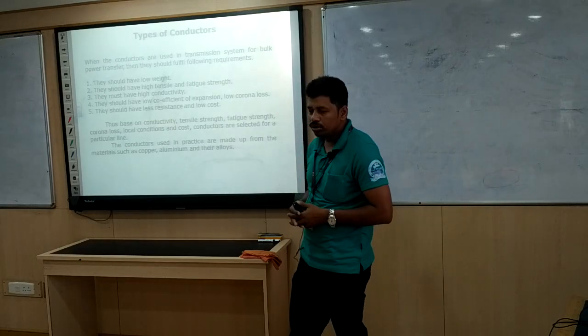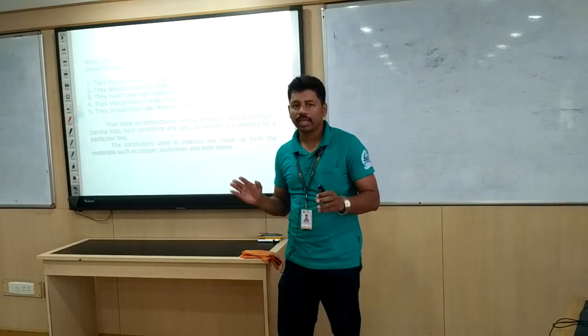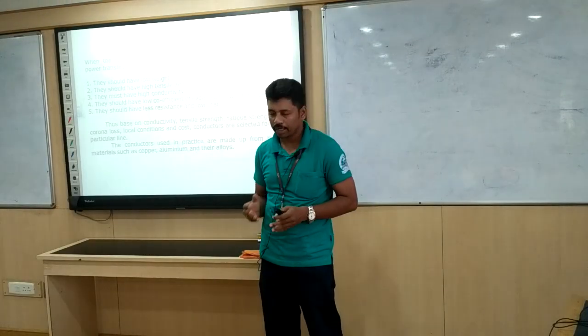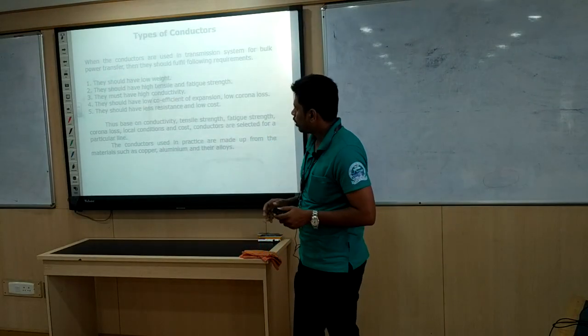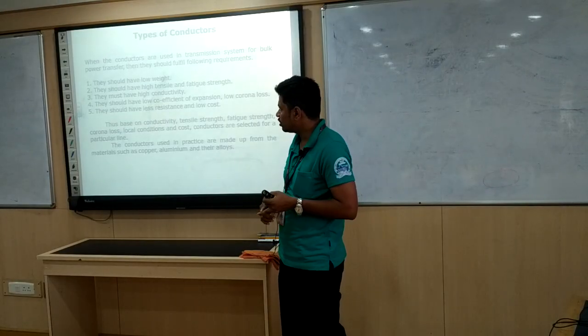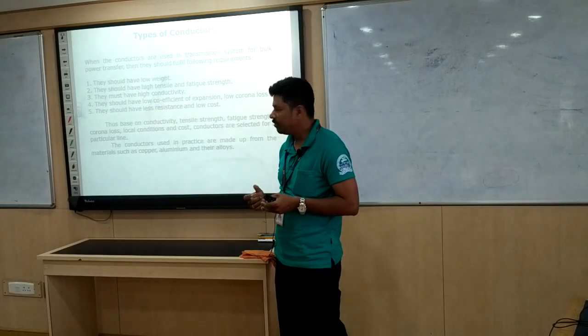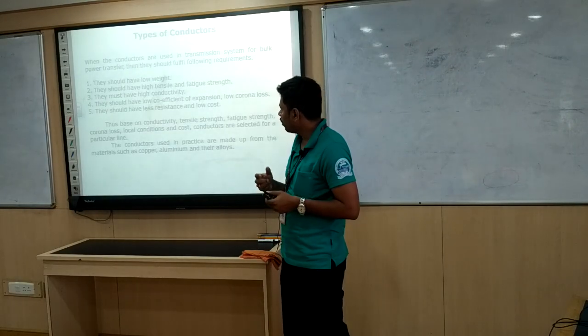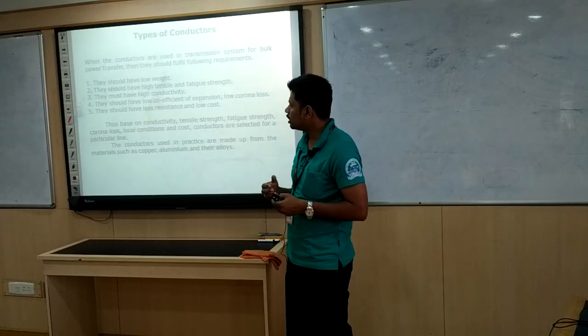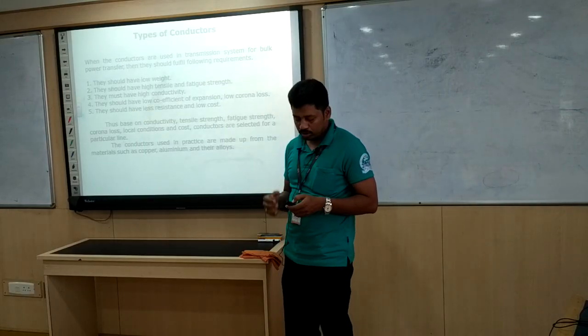When conductors are used in a transmission line, nowadays in most cases we have ACSR conductors only, aluminum conductor steel reinforced. For this, they should have low weight, high tensile and fatigue strength, high conductivity, low coefficient of expansion, low corona loss, less resistance and low cost. These are the factors you have to see while choosing the material.